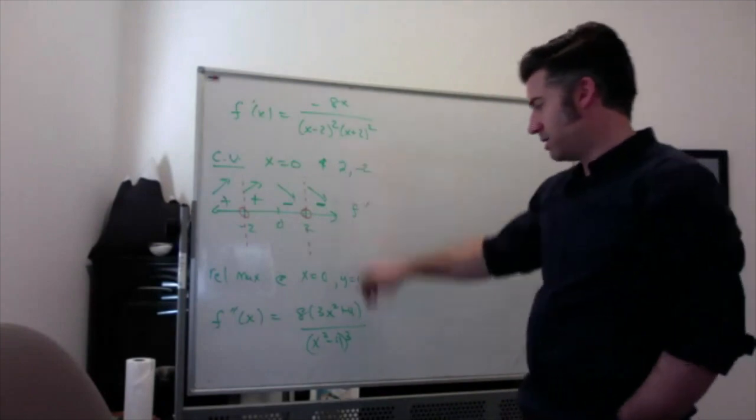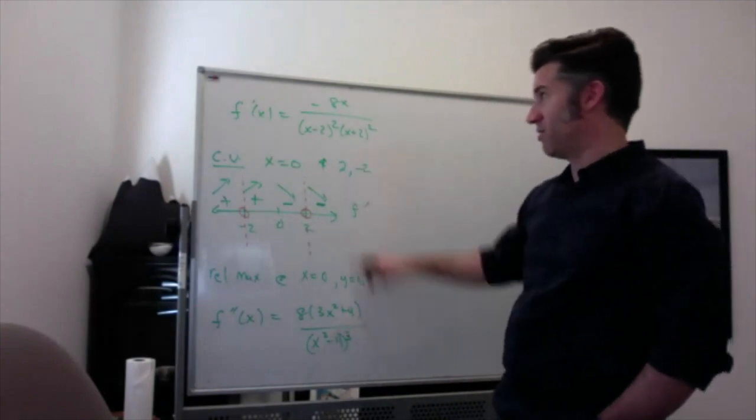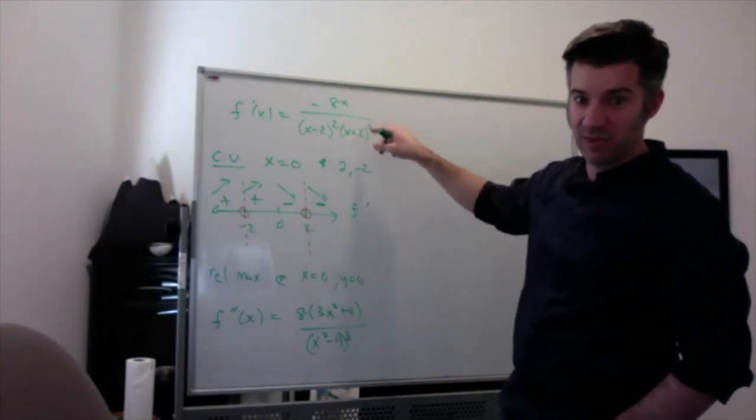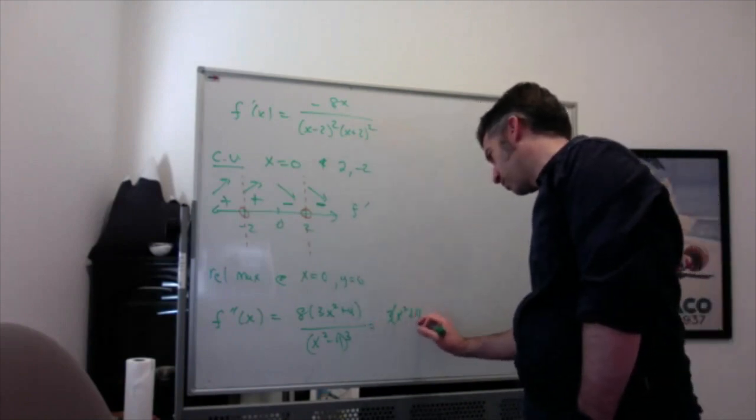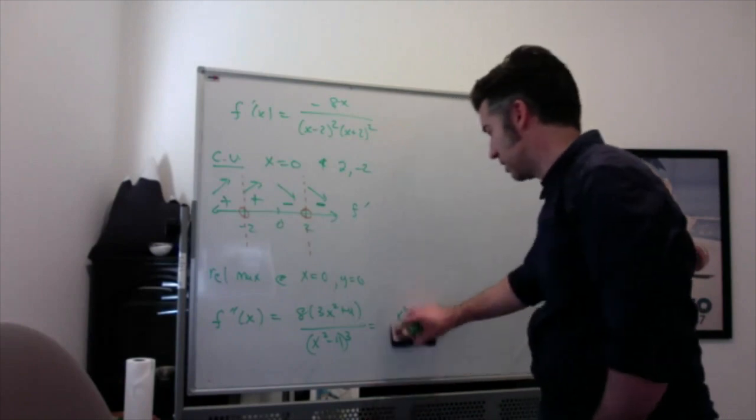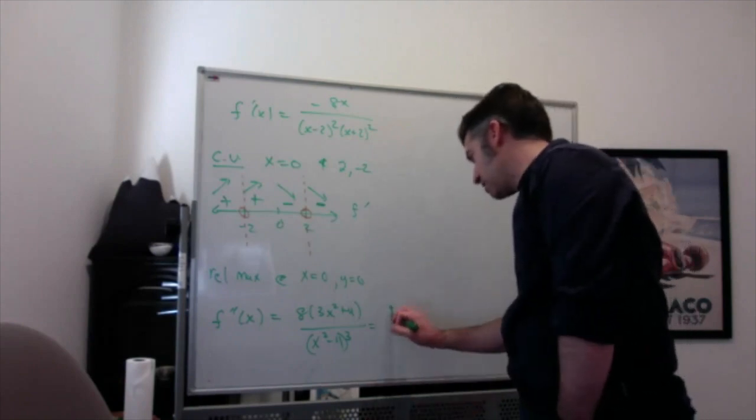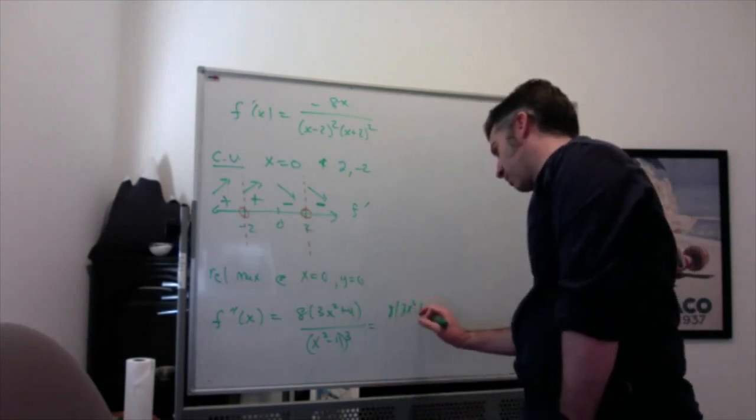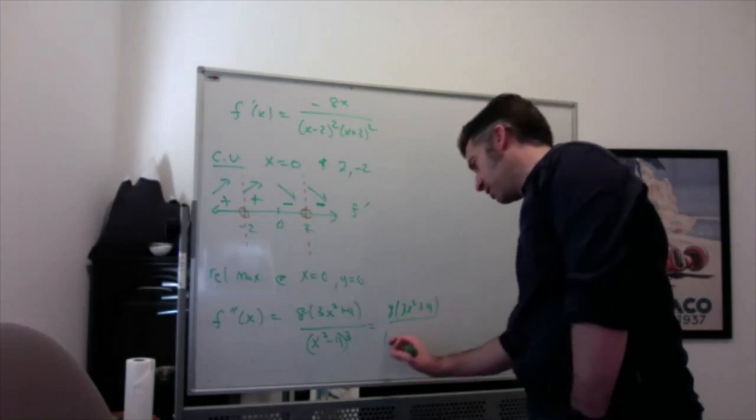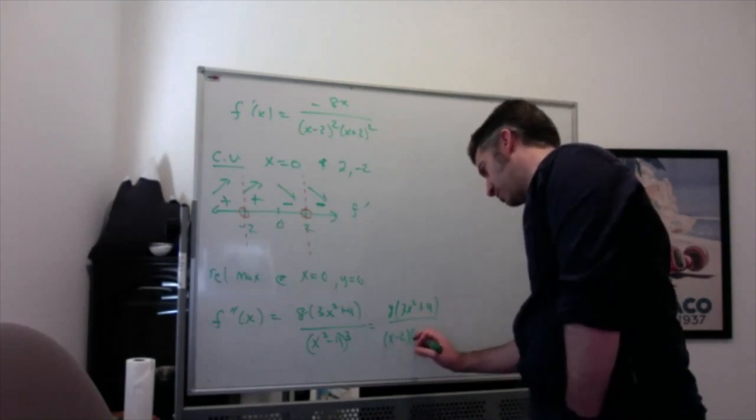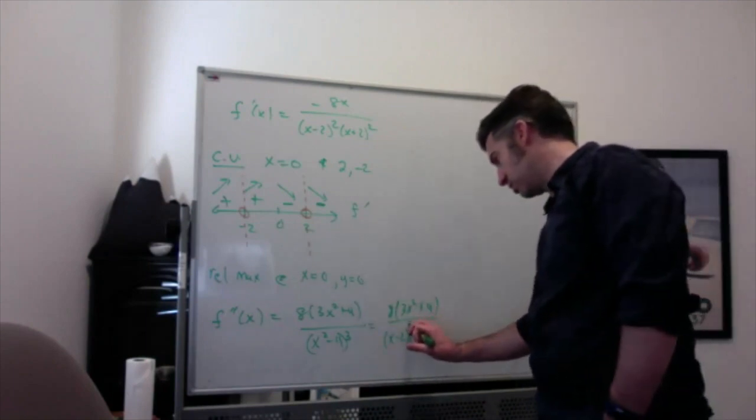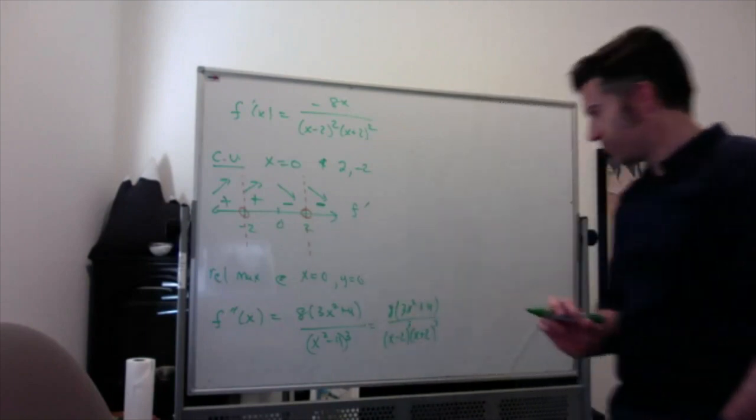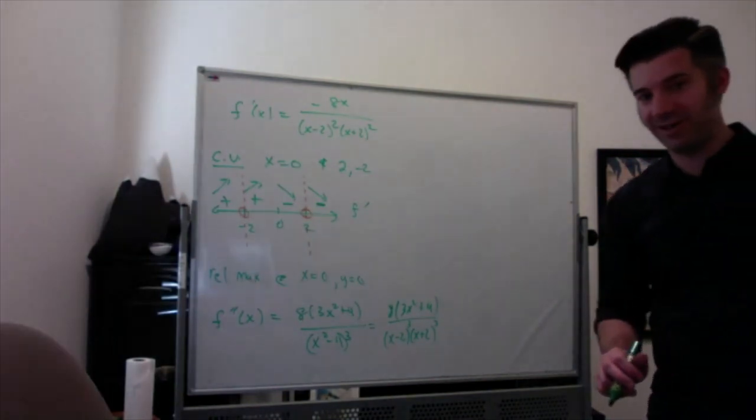So I might rewrite that like I kind of did here, where instead of x squared minus 4 to a power, it's really x minus 2 to that power times x plus 2 to that power. It's going to be 8 times 3x squared plus 4 over x minus 2 times x plus 2, all to the third power, but I'm just going to write that as x minus 2 cubed times x plus 2 cubed. All right, what are my critical values here?